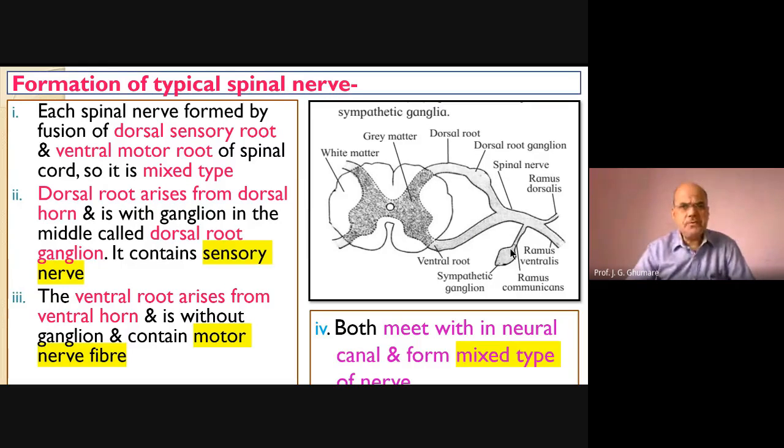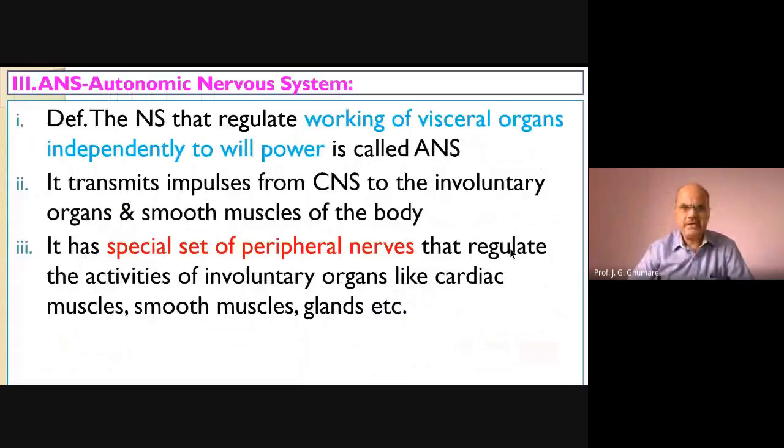That way, a typical spinal nerve will be formed by a dorsal root and a ventral root. As the dorsal root is sensory and the ventral root is motor, the spinal nerve will be mixed type, and it will have three branches. Remember. That's it. Here we complete PNS, the peripheral nervous system, the one which is formed by only nerves. Remember, the last part is called ANS.